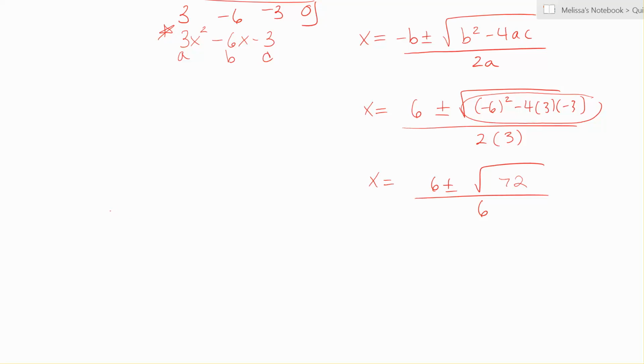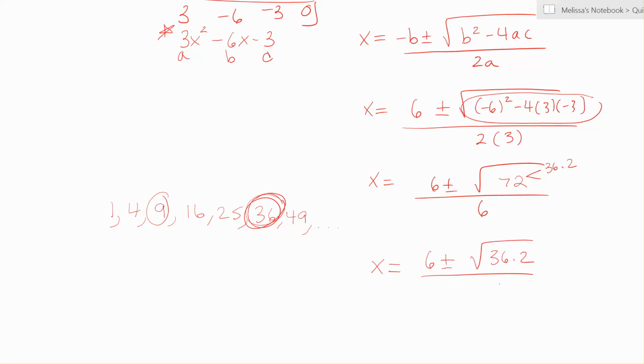So perfect squares start with 1: 1, 4, 9, 16, 25, 36, 49, and that's a good start there. So let's kind of look at these numbers. Now, 72 is divisible by 9, but it's divisible by 9 8 times, and so I can break down 8. So I'm going to check to see if there's a bigger number, and actually 36 goes into 72. So you want to pick the biggest one. So I'm going to break down 72 inside as 36 times 2. So I have 6 plus or minus the square root of 36 times 2 all over 6.